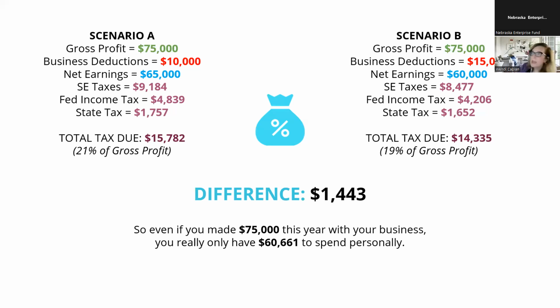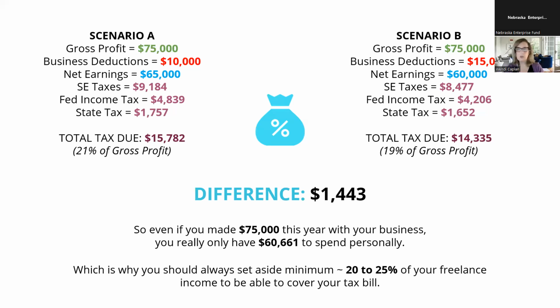So even if you make $75,000 this year, you really only have about $60,000 to spend personally. You want to make sure that you set aside money to cover 20 to 25% of your income. And I do have to update this slide. It's not just freelance, it's your solo business, your small business income.